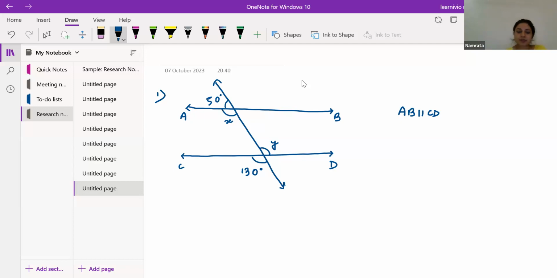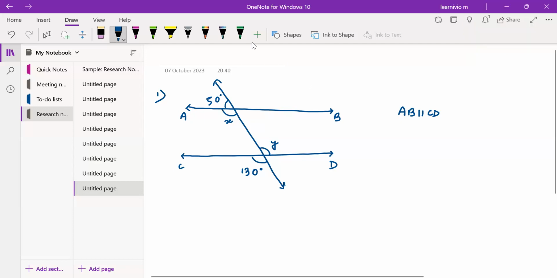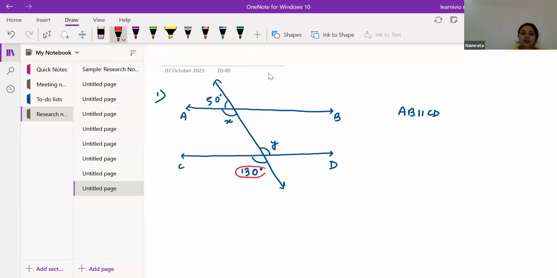All right. Okay, ma'am. So whenever we see here 130 degree, can we say this and Y will be the same? Yes, ma'am. Can we say that Y will also be 130 degree? Yes, ma'am. Why? Because both are vertically opposite angles, right? Yes, ma'am. Now we know Y is 130.